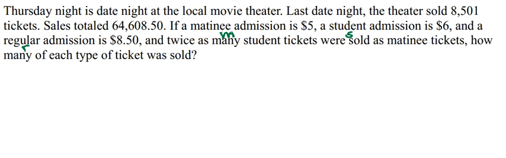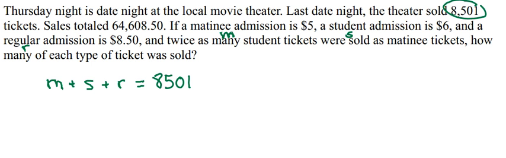So what do we know about M, S, and R? We know that we sold a total of 8,501 tickets. So that's our first equation: M plus S plus R should equal 8,501. M, S, and R aren't the cost of tickets. We already know that. It's the number of tickets. And just remember, the question is going to tell you what your variables represent. How many of each type? So the variable is the number of that type. There's our first equation.